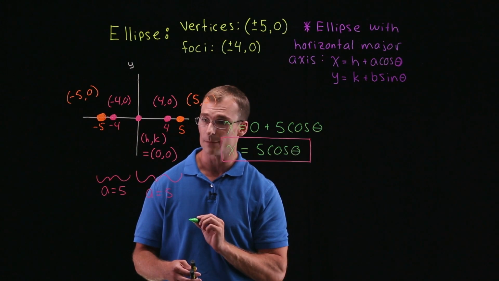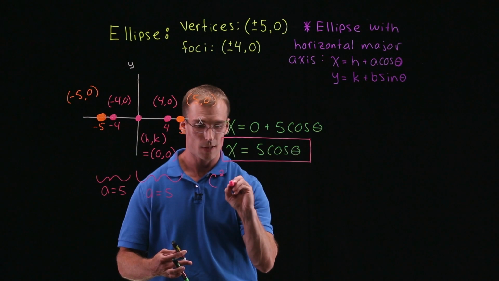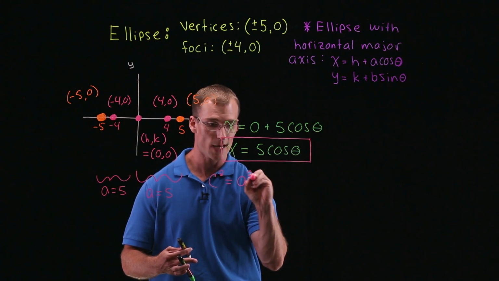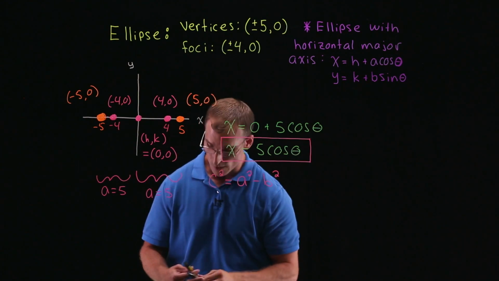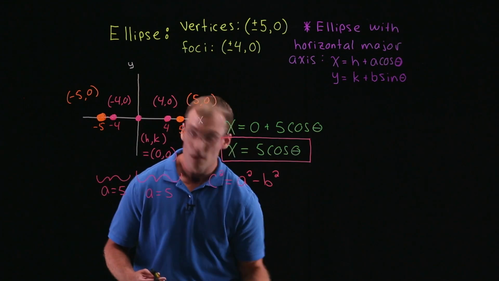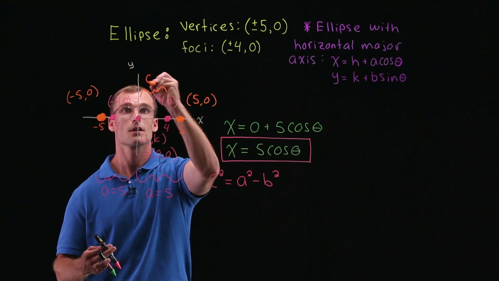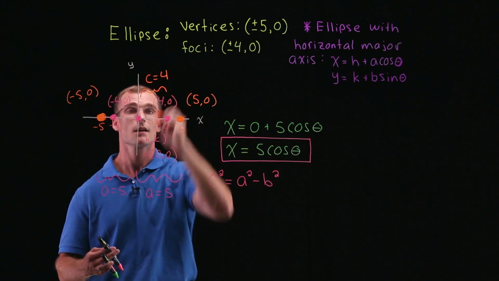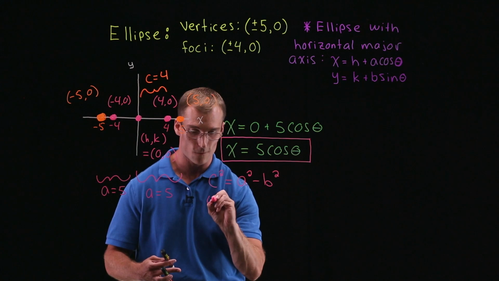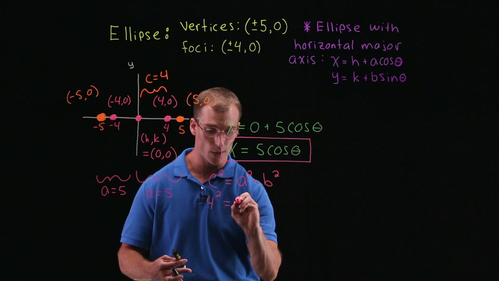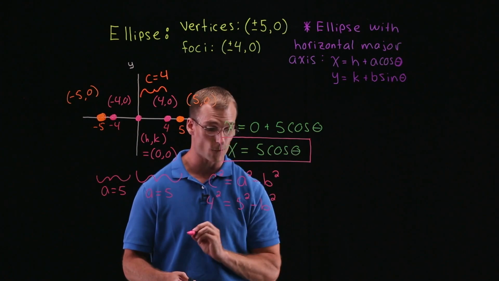Now how can we find b? Well, we have a relationship, namely that c squared is equal to a squared minus b squared. We know what a is, and since we also know the foci, we know what c is. Again, c is the distance from the center to the foci, so c is equal to 4. Plugging in, we have that c, or 4 squared, is equal to a squared, 5 squared, minus b squared. And now we can just solve for b.